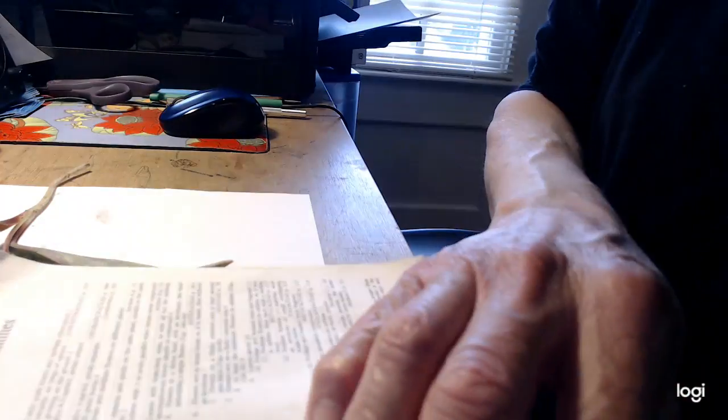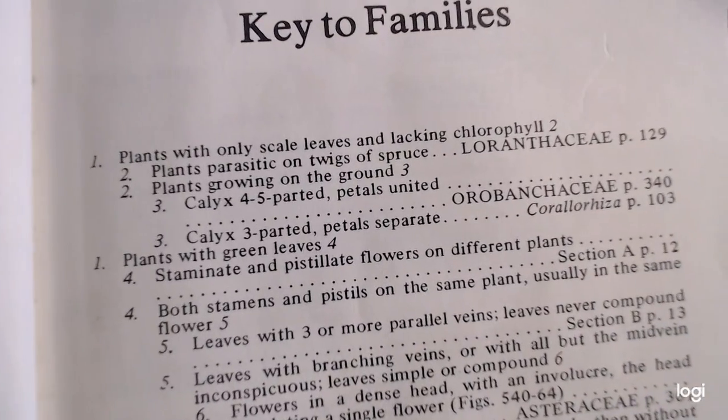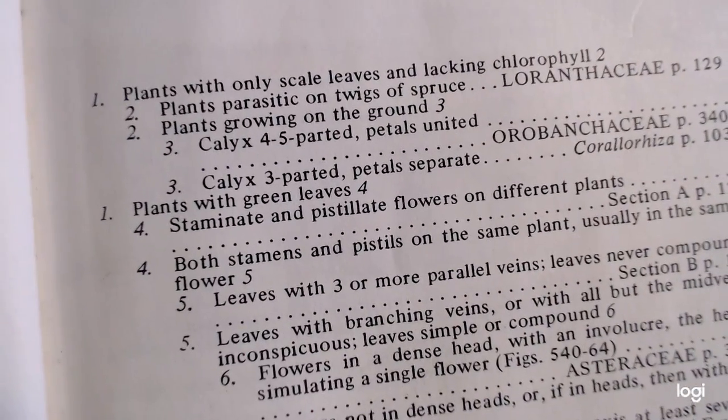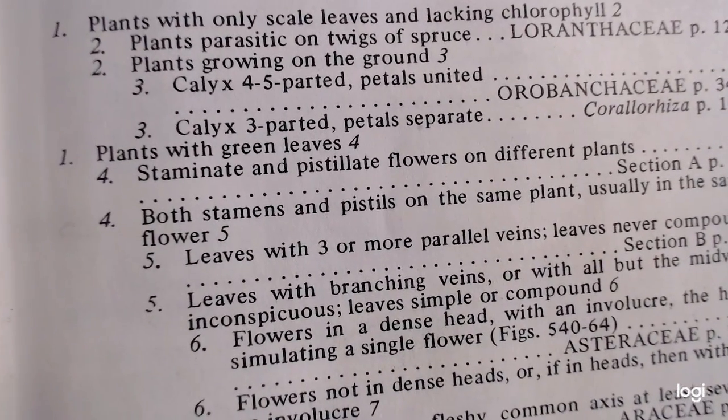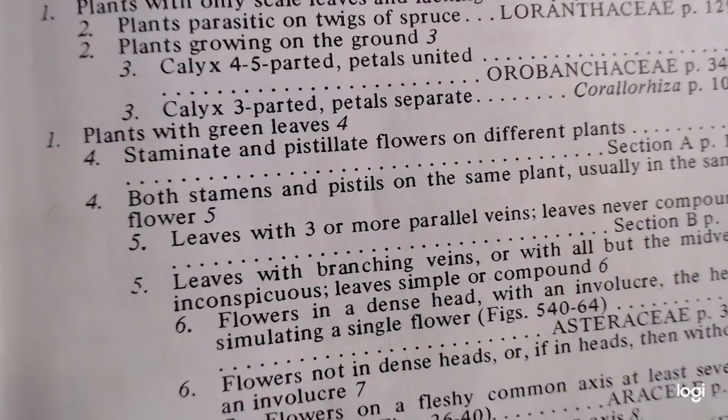So here we go. This is the first major characteristic: plants with green leaves. You see that there's that number 4 right there. That 4 refers down to the two 4s that you can see underneath.